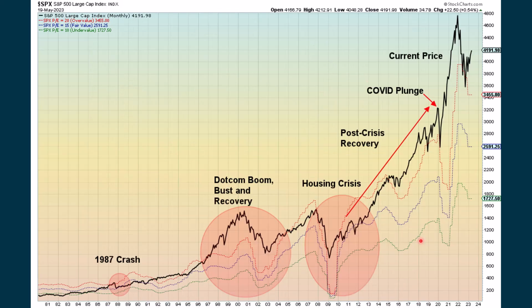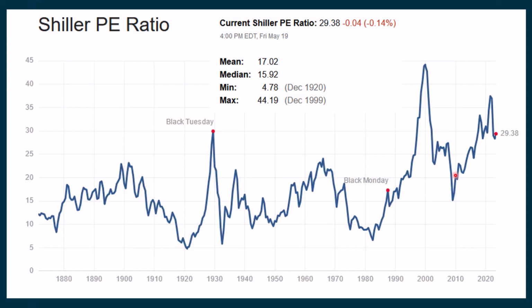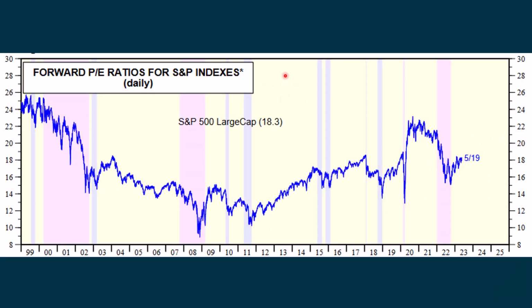Another way to look at this is over a period of time. I've highlighted some different historical events, and you can compare what the trailing 12 months look like on a historical basis. We also look at a thing called the Shiller PE ratio, also called the CAPE. This is suggesting that the market is also expensive. We have a current reading of 29.38, where the median and the mean over a period of time are between 16 and 17.